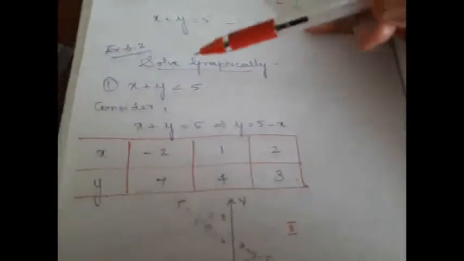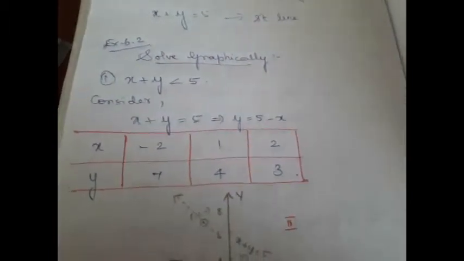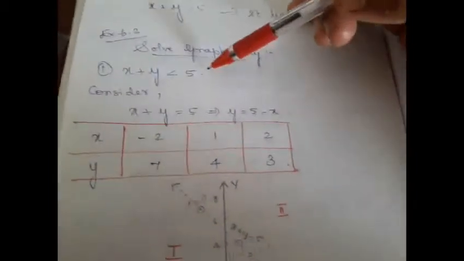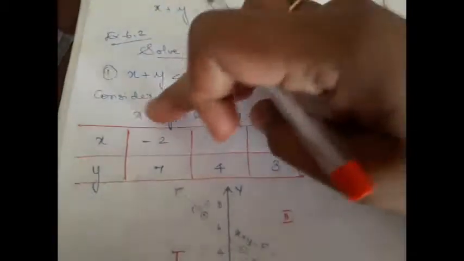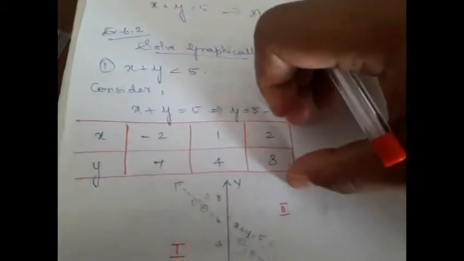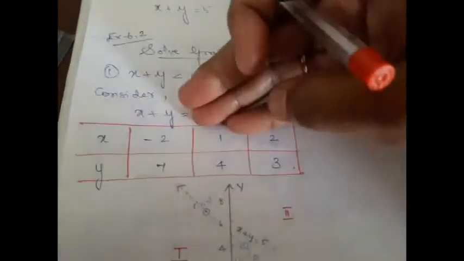Let us see how we can solve our problem now. Our first question is x plus y is less than 5. So what to do here? Consider this as an equation, x plus y equals 5. Then you know how to draw the graph. Take any 3 values of x and find the corresponding values of y, or assume values for y and find the values of x. It's your wish.